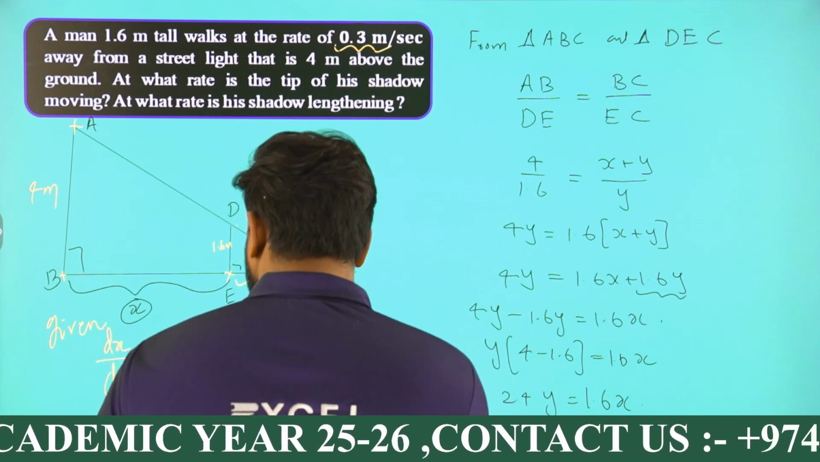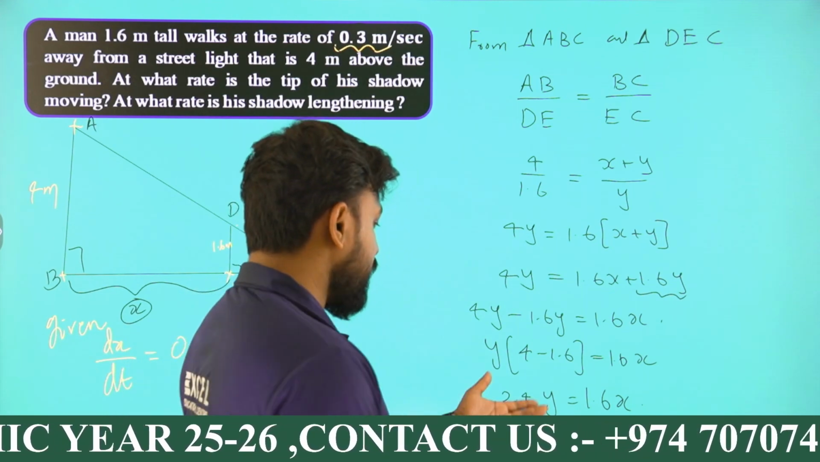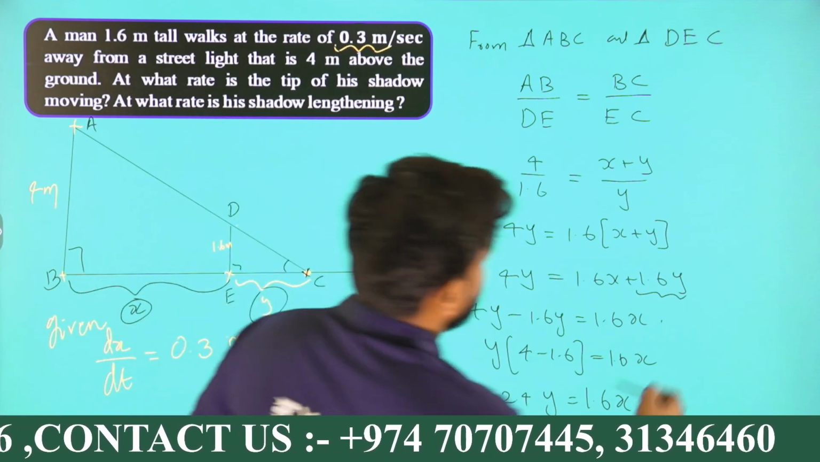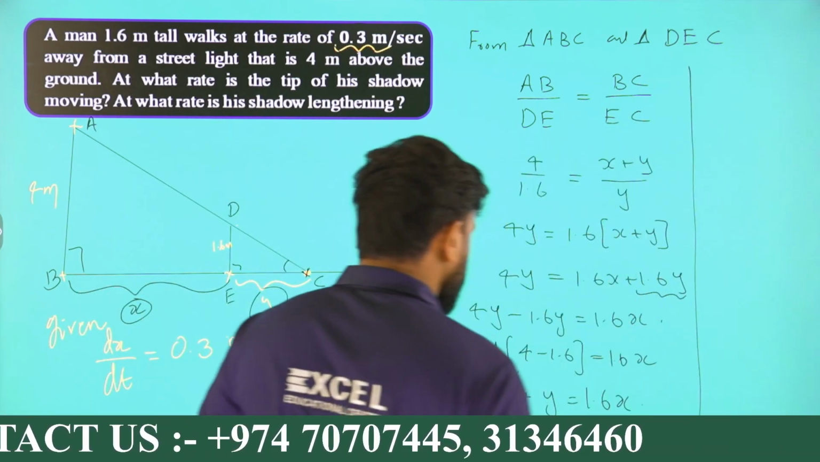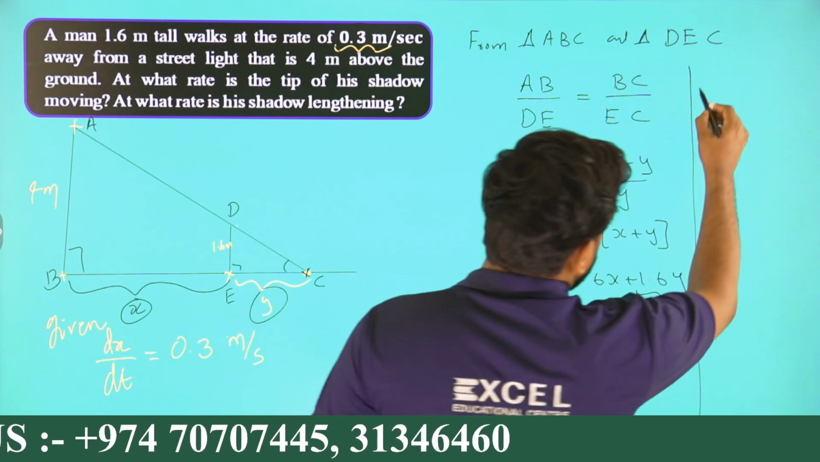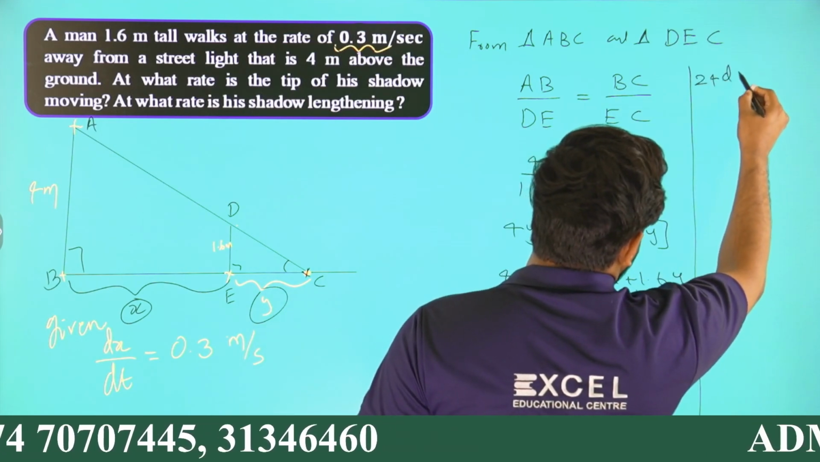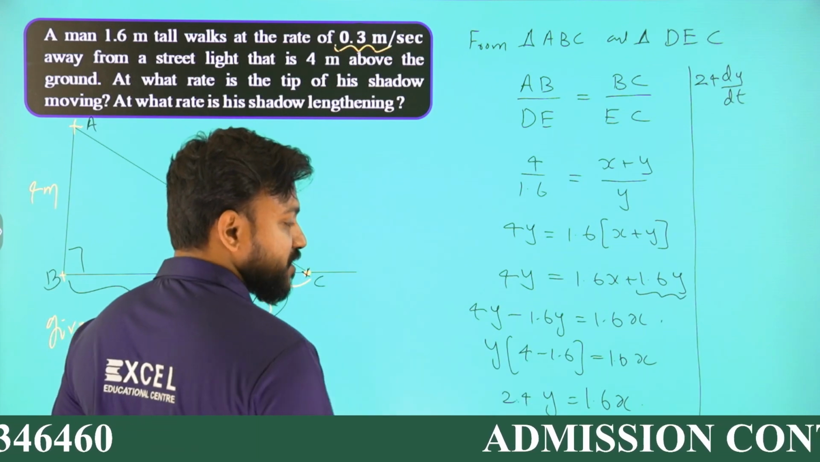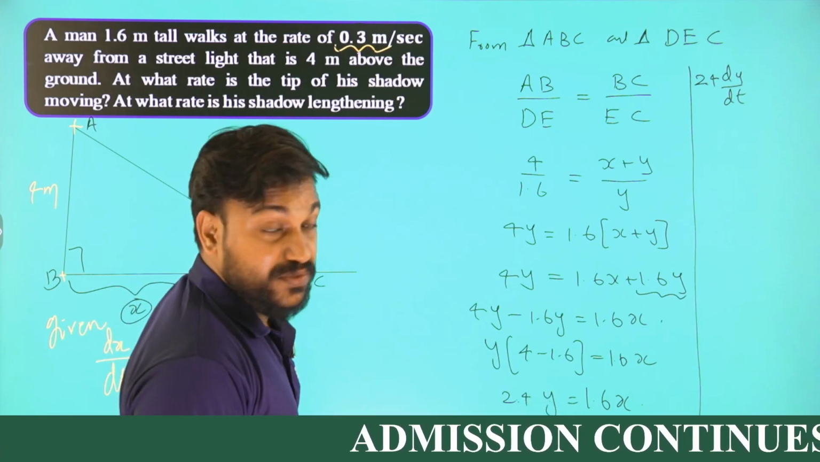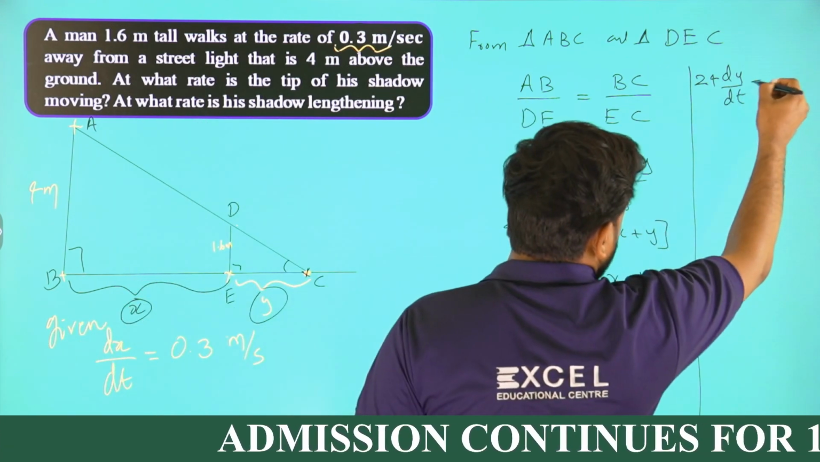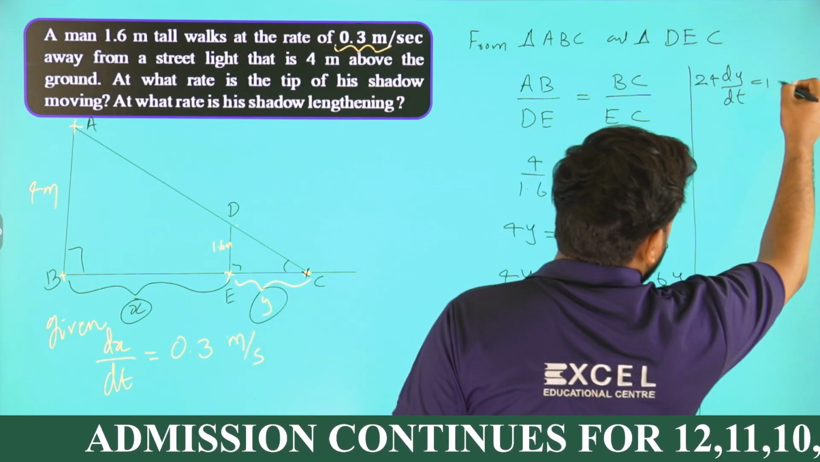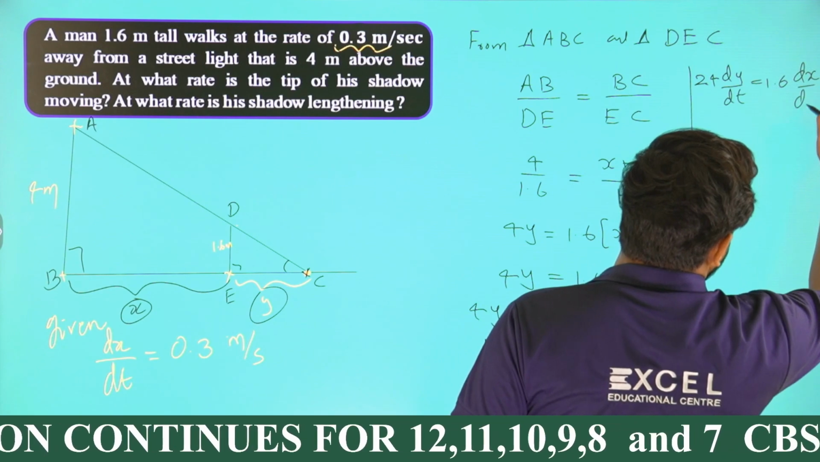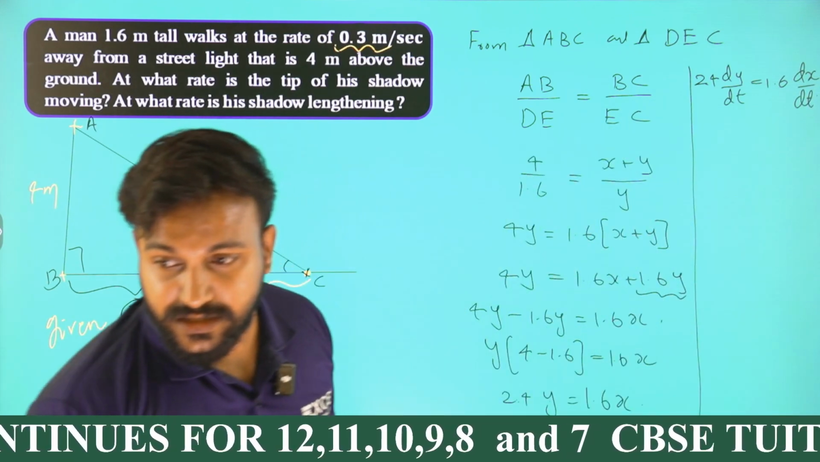So we already got dx by dt. Now we need to find dy by dt. How do you get dy by dt from it? Listen very carefully. If I differentiate both sides, what will I get? It's 2.4 times differentiating y with respect to t, that is dy by dt, is equal to 1.6 times differentiating x with respect to t, so you will write dx by dt. Okay, understood? You will write dx by dt.